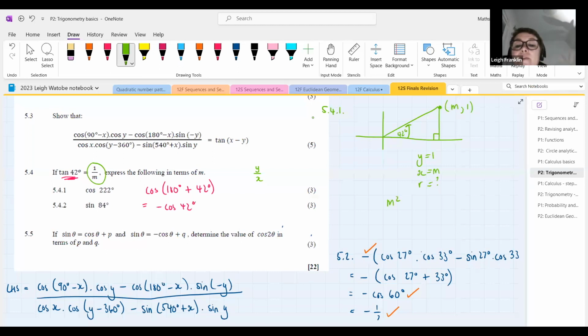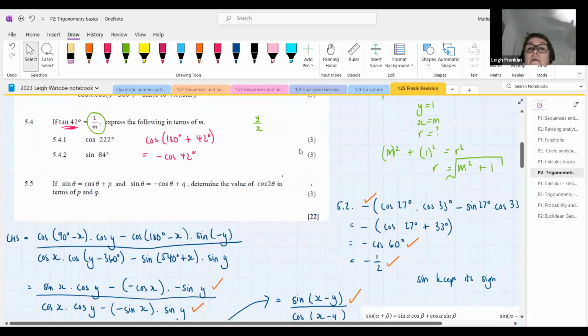So we're going to say m squared plus 1 squared equals r squared. So that means that r is going to be equal to the square root of m squared plus 1. And we know we have to take the square root of that. And obviously we'd be working with the positive r value because r is the length of the terminal arm. So we need that to write cos theta. Okay, because cos theta is x over r.